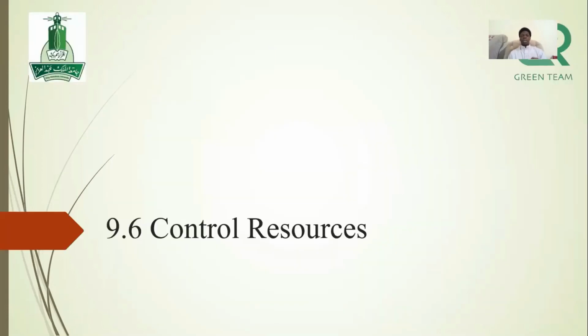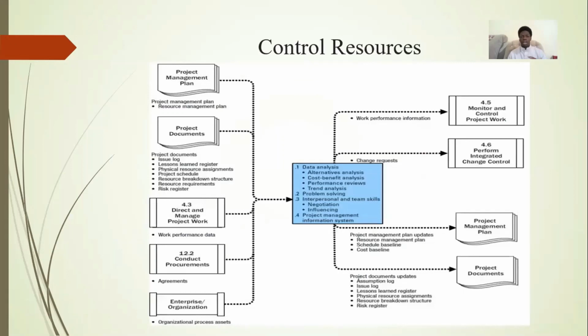In controlling resources, here we manage the resources that we are going to use in the project and ensure that they are enough to implement the project. And the outputs of this phase are change requests, work performance information, updates to the master plan and project documents. Next.